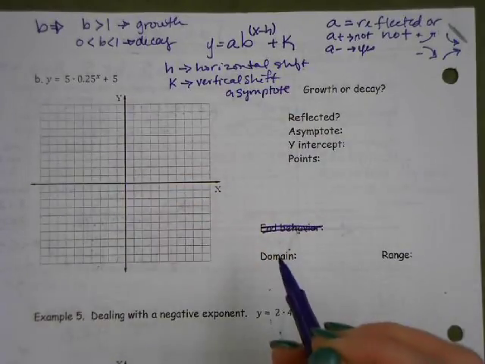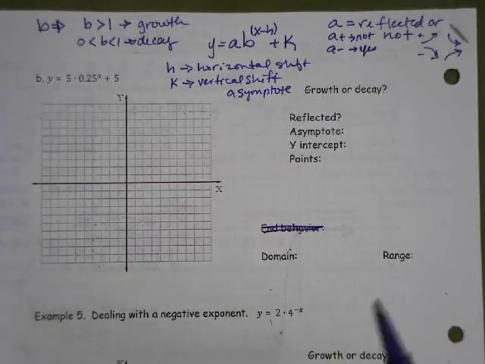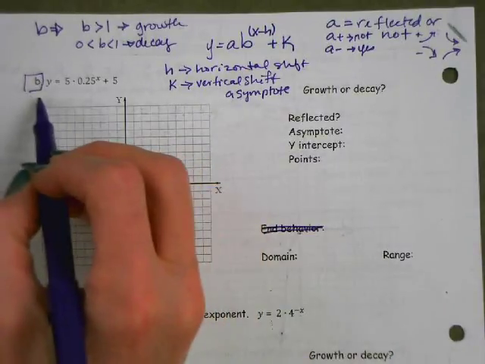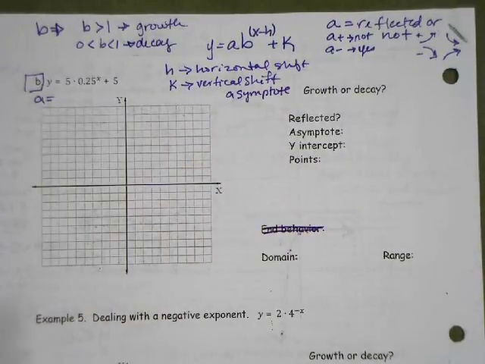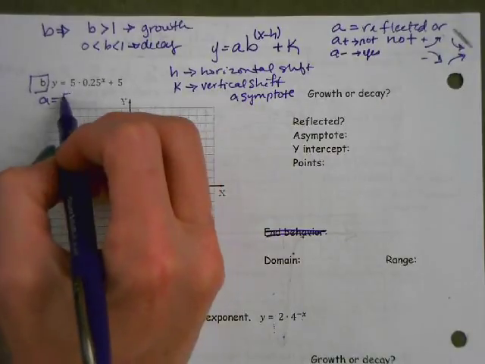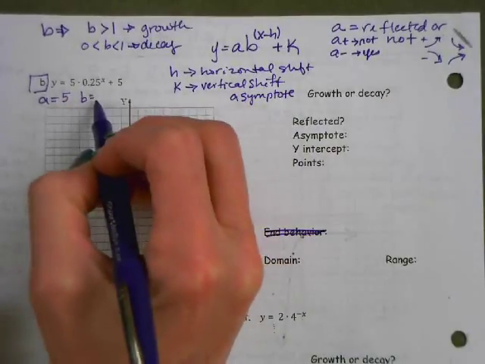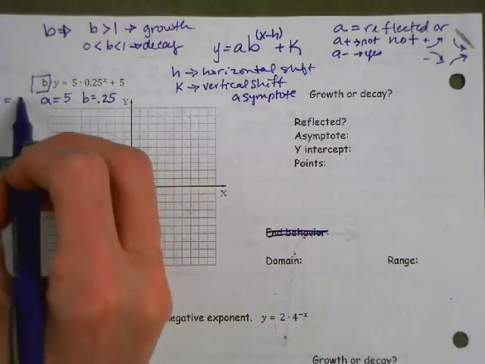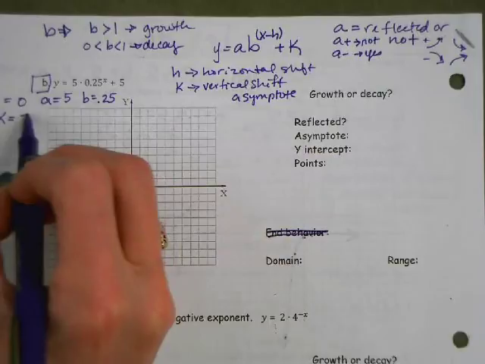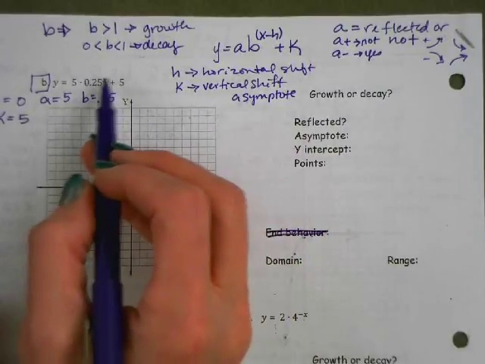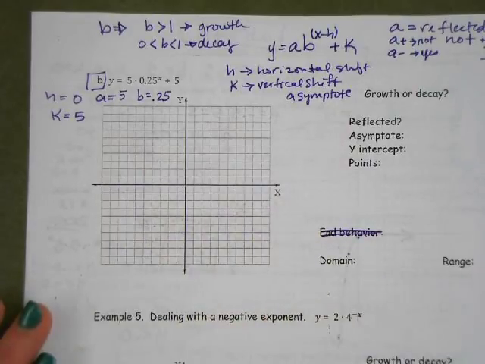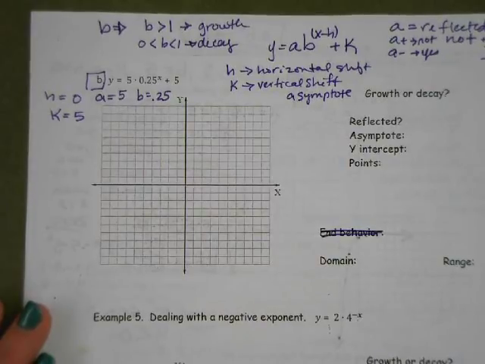So we're going to walk through this example and then I'll have you guys start working on the homework. If I look at this example here, what is A's value? 5. What is B's value? 0.25. What is H? It is 0. And then what is K? 5. So there's nothing being added or subtracted to the X, therefore H is 0. If you don't see anything there for H and K, it's 0. It doesn't mean it doesn't exist, it just means it's 0.